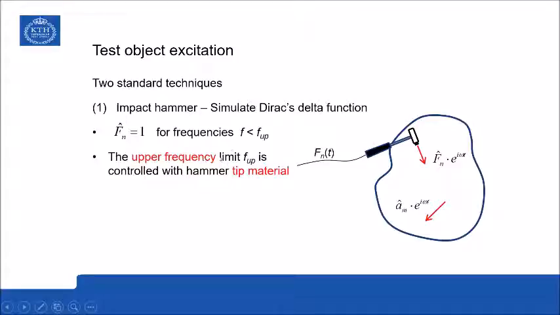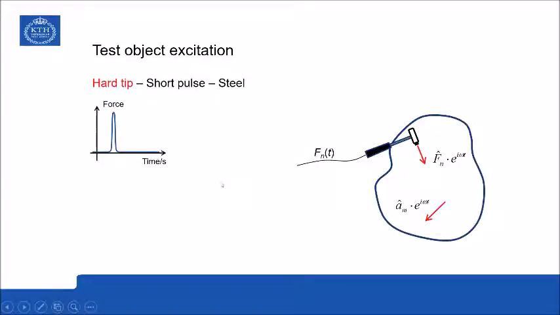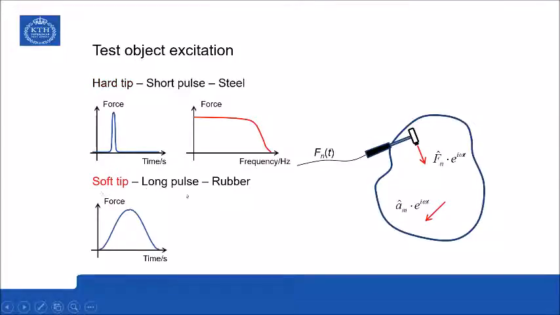And the upper frequency limit, this F up, we can actually control with the hammer tip material. So if we choose a hard tip, for instance, a steel tip, then we achieve a very short impact pulse, a short pulse time. And that will create a force spectrum with a wide frequency range like this. If we instead go for a soft tip, we can get a long pulse time, and the typical material here is rubber. And then, of course, as you see here, the pulse time will be long, and from Fourier analysis we then know that the force frequency range will be much more narrow. So it will extend from 0 to a much lower upper frequency limit than in the first case.